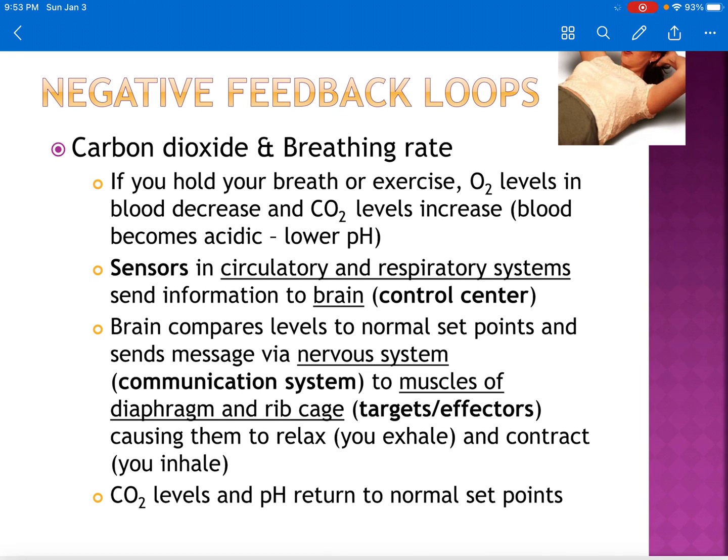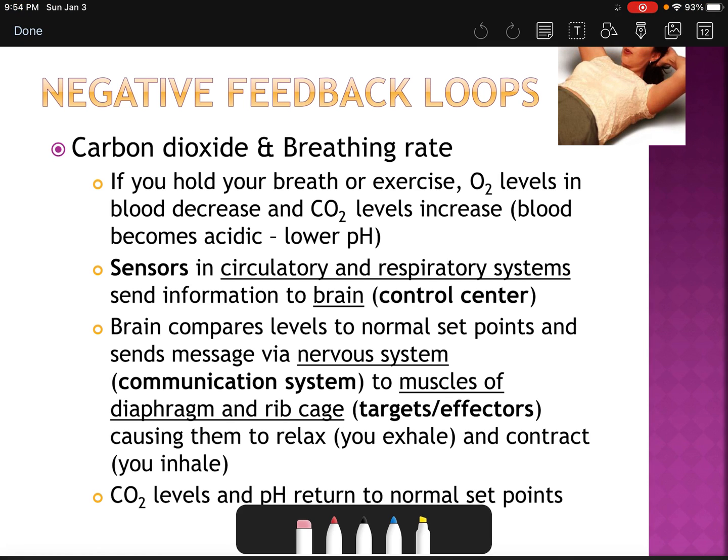Your brain is going to compare what your normal set points should be, so what your normal pH of your blood, again, is supposed to be, about 7.4 or so, and it's comparing that with what your blood is now. And you've got too much CO2 in your blood, and so it's a little bit more acidic than it should be. So your brain is now going to send a message to a communication system. In this case, it's going to be your nervous system, okay?